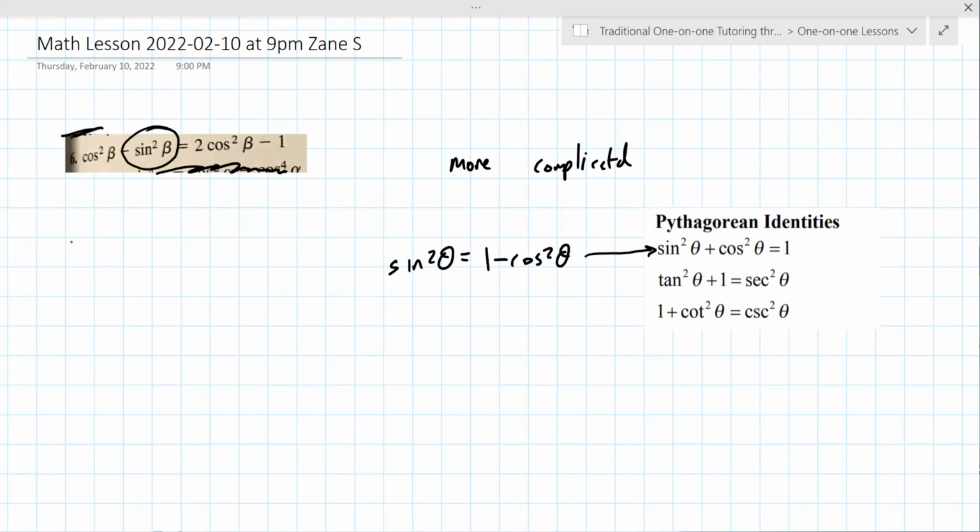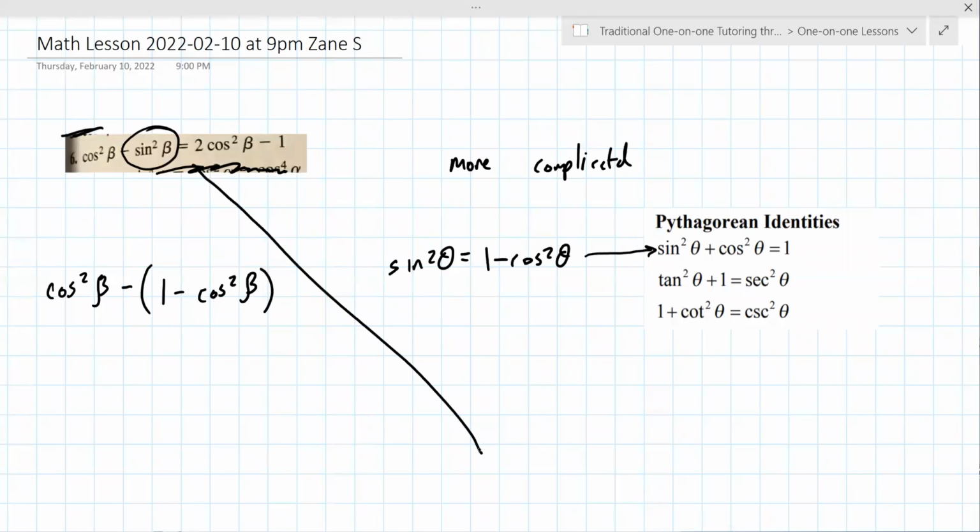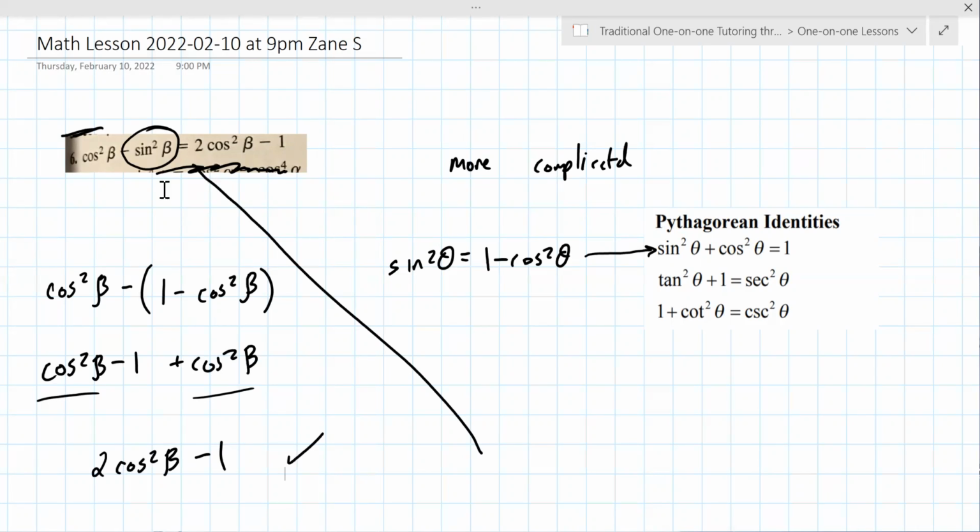So we're going to write on the left side here, cosine squared beta minus parentheses 1 minus cosine squared beta. So we're going to distribute the negative, minus 1 plus cosine squared beta, combine like terms. There's two of them, 2 cosine squared beta minus 1. We got it. So whenever you see squareds, you're probably going to use a Pythagorean identity. That's the association you want to make for this type of problem.